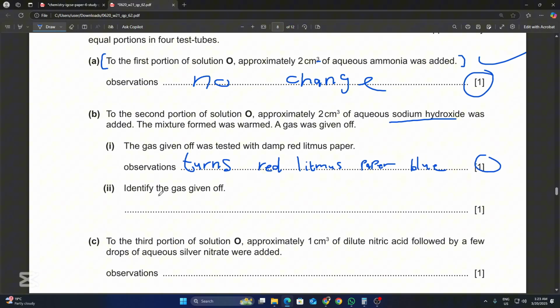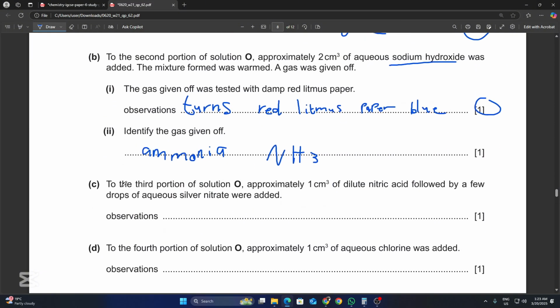Now it says identify the gas given off. We said since adding sodium hydroxide to ammonium will give you ammonia, which is NH3. That's good. Now, to the third portion of solution O, approximately 1 cm3 of dilute nitric acid followed by a few drops of aqueous silver nitrate were added.